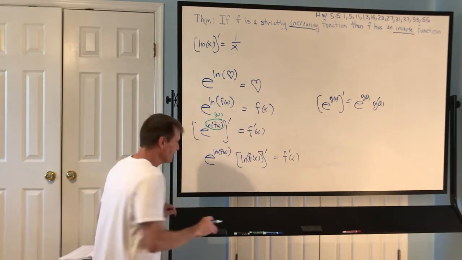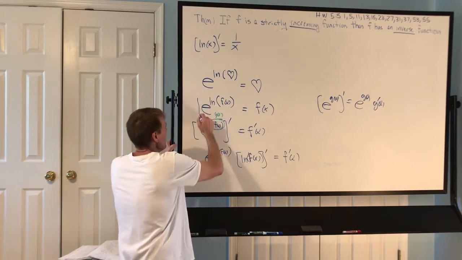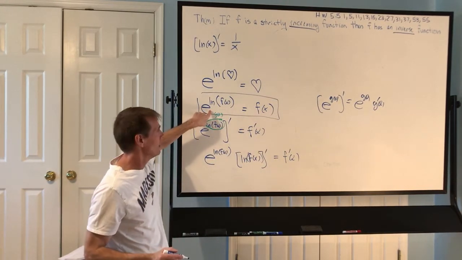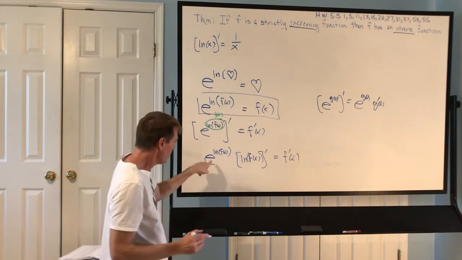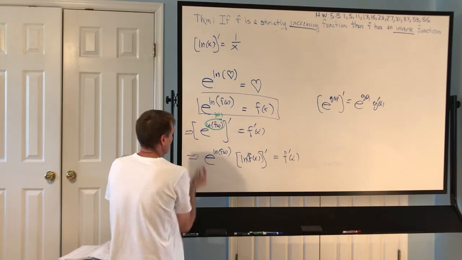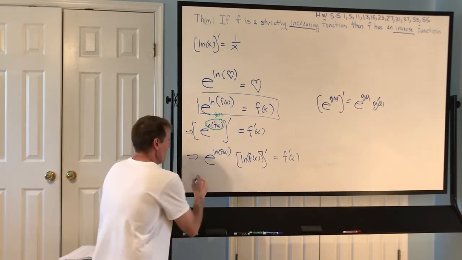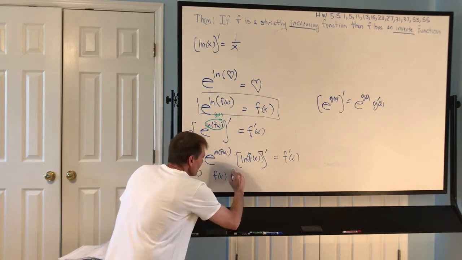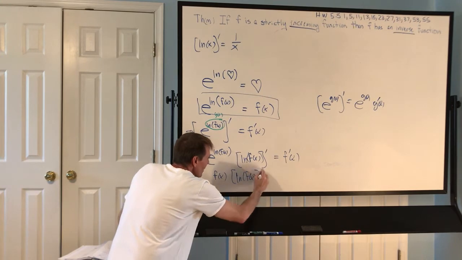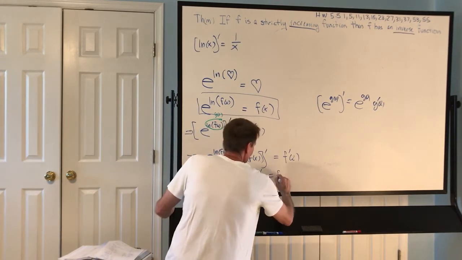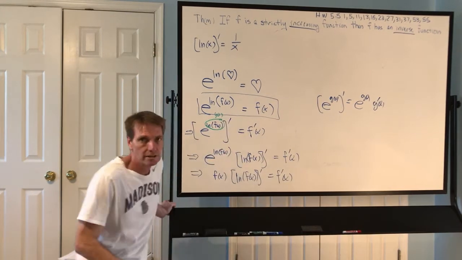Now I'm doing the exact same thing again. It's a sleight of hand. Let's look at that. e to the natural log of f of x is f of x. Well, here's an e to the natural log of f of x. Then this would imply that f of x times the derivative of the natural log of f of x is equal to f prime of x.